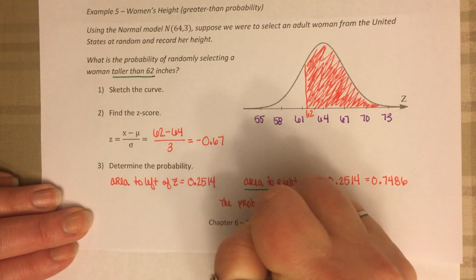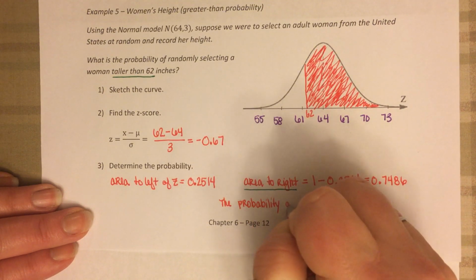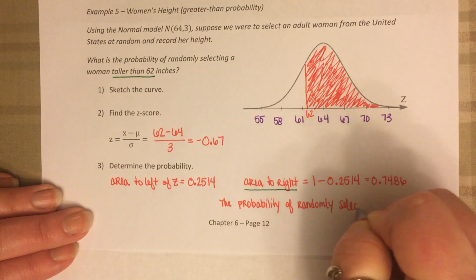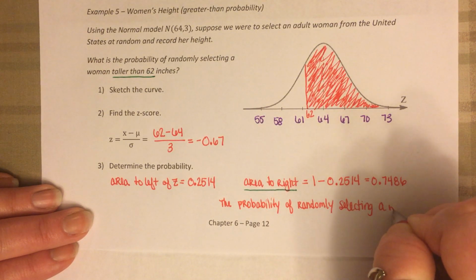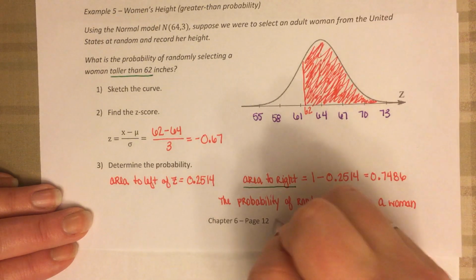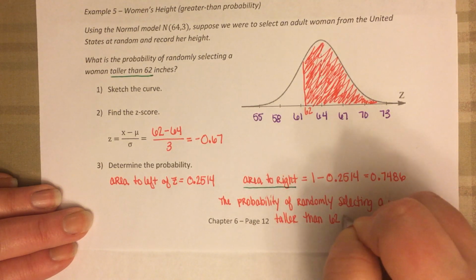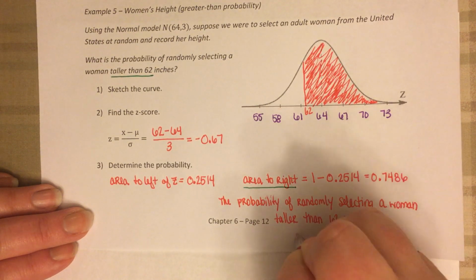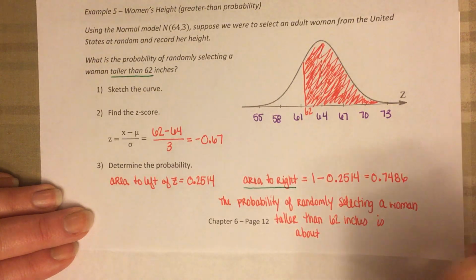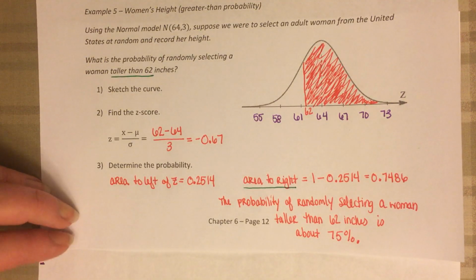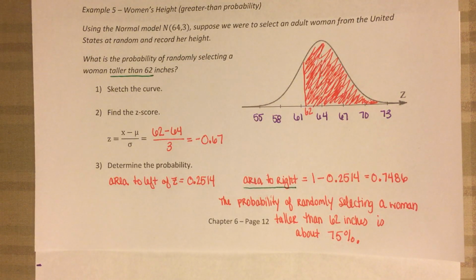So the probability of randomly selecting a woman taller than 62 inches is about 75%. So again, it is a complement of shorter. 25% chance being shorter, 75% chance being taller.